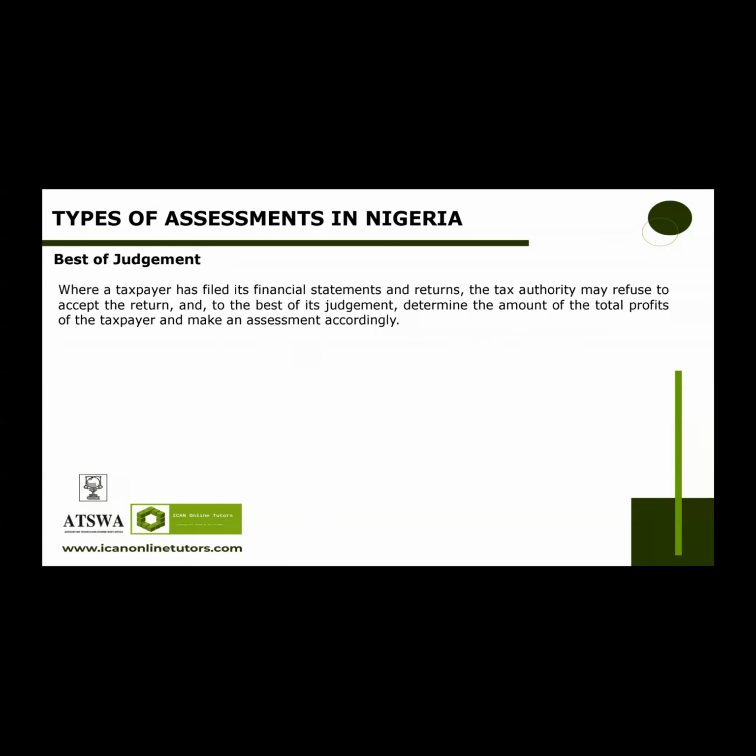Then we have best of judgment, where the taxpayer has filed its financial statement and returns. The tax authority may refuse to accept the return and, to the best of its judgment, determine the amount of the total profit of the taxpayer and make an assessment accordingly. Best of judgment assessment can also apply in a situation where a taxpayer refuses to make available financial statements and books of accounts to the board or any of its agents for the purpose of assessment.